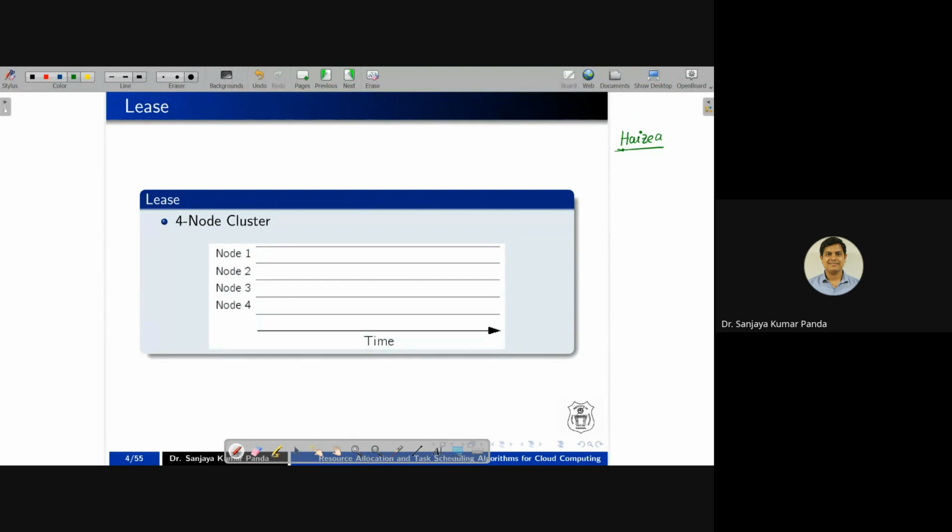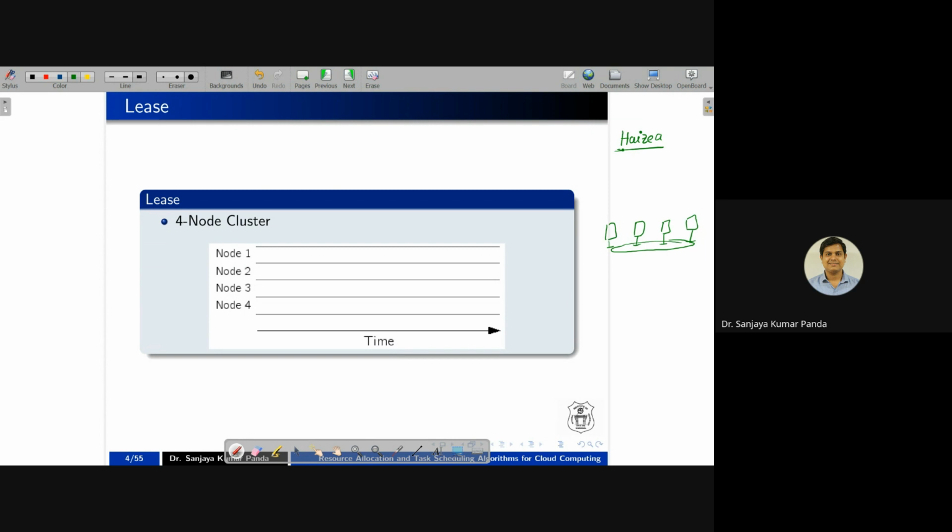I am showing you a simple example so that you can understand what happens inside Haizea. Here you can see the x-axis represents time, and the y-axis represents the nodes. When you install Haizea, you will get a set of nodes. For example, you got a 4 node cluster. This is my first node, this is my second node, this is my third node, this is my fourth node. These 4 nodes are connected through an interconnection network, right? So it is a 4 node cluster.